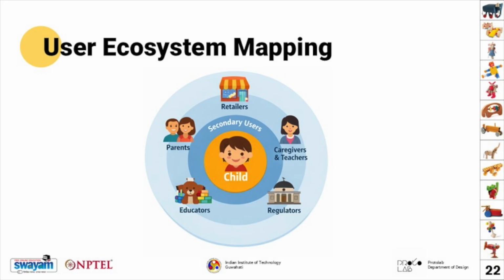Design decisions ripple outward. Changing one aspect of the toy affects multiple users. Volume, materials, size, messaging, nothing is neutral. Mapping users visually helps designers anticipate tension early. It prevents designing in isolation. This approach shifts toy design from object making to system thinking.